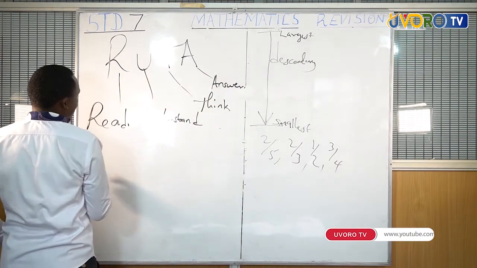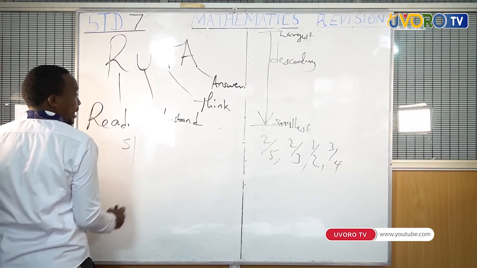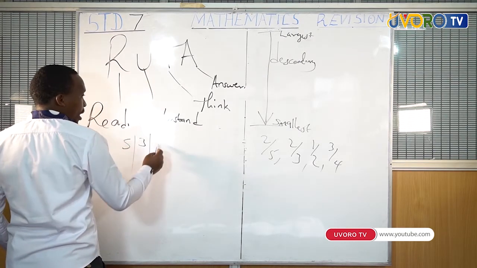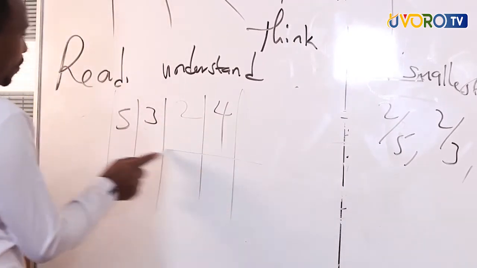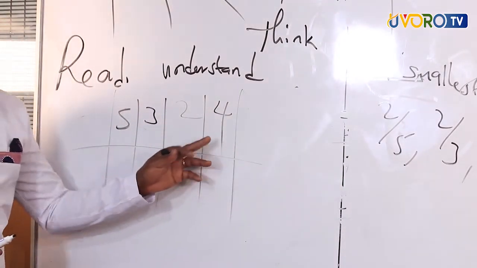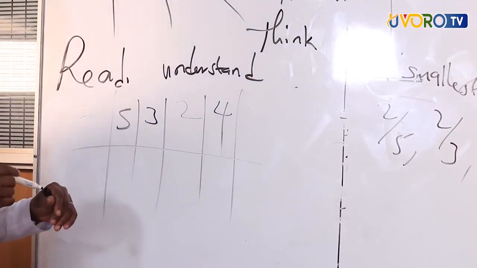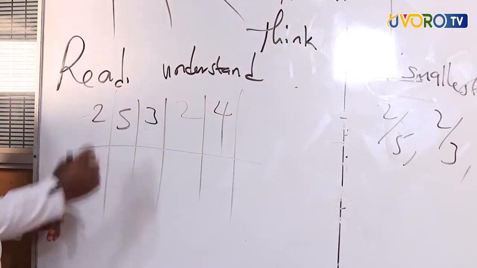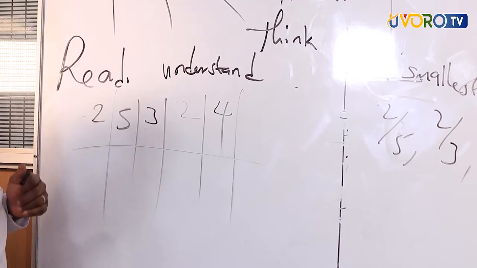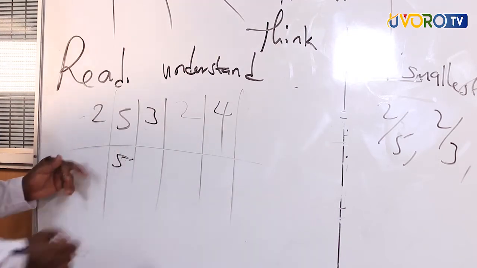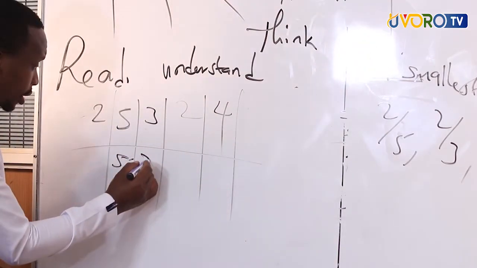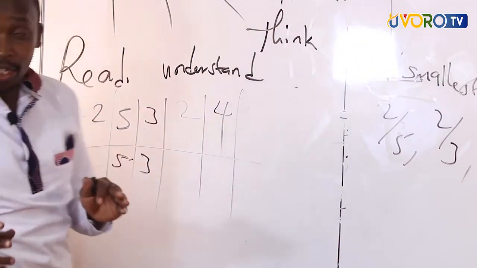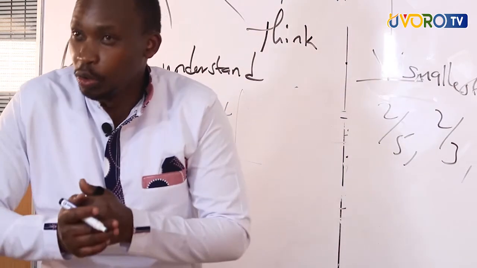The first one is 5. The second one is 3. The other one is 2. The other one is 4. Let's find the LCM of these. The smallest number listed here is 2. So you put 2. 2 times what equals 5? It can't. You drop the 5. 2 times what equals 3? It can't. So you drop the 3.